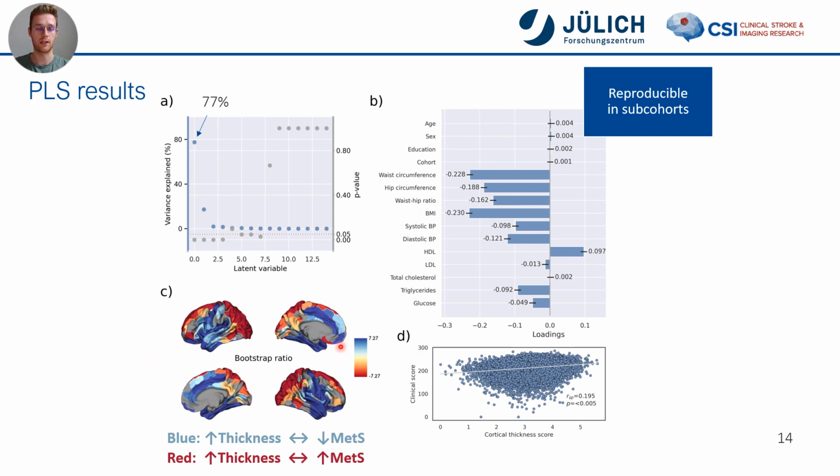Overall, the latent association, or latent variable, represented an association of a widespread cortical thickness abnormality pattern, being highlighted here in colors, and metabolic syndrome severity. In blue regions, higher cortical thickness was associated with lower metabolic syndrome severity. In red, higher cortical thickness was associated with higher metabolic syndrome severity.